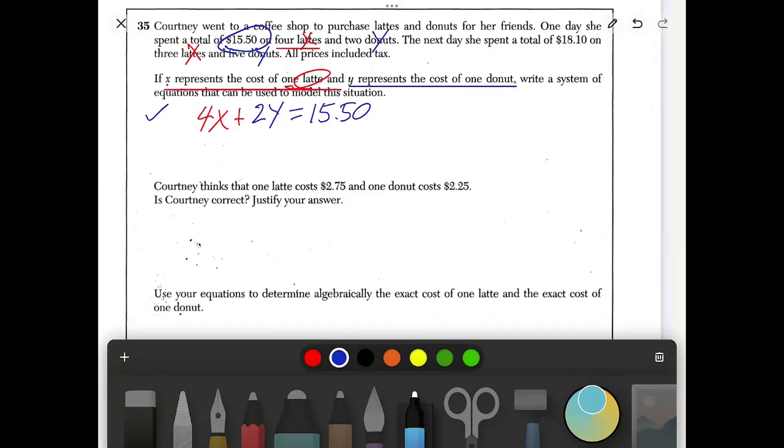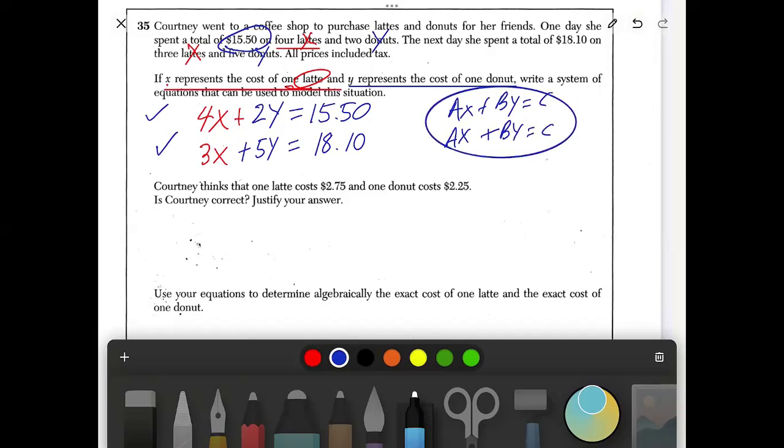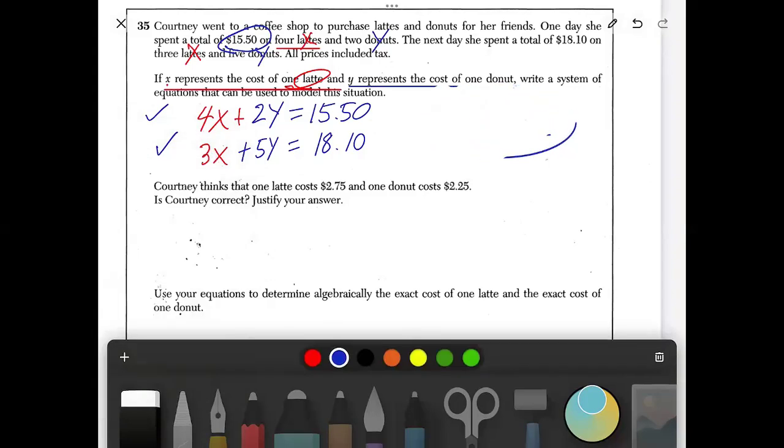All right, so the next equation is going to be 3 lattes, so 3X, plus 5 donuts, so plus 5Y, and the total cost that we spent was $18.10. Now, that's the two equations that you need. And these are in standard form: AX plus BY equals constant. AX plus BY equals constant. This is usually the format that they have on the word problems. But as I mentioned, they could also have the slope-intercept form.